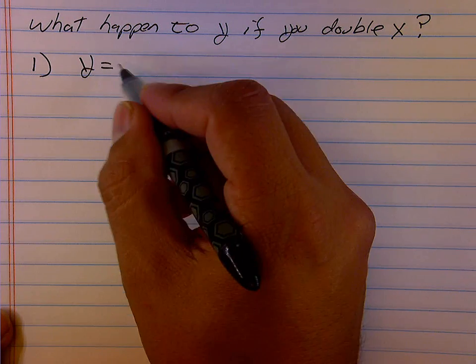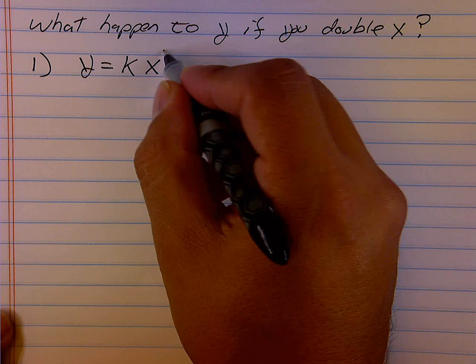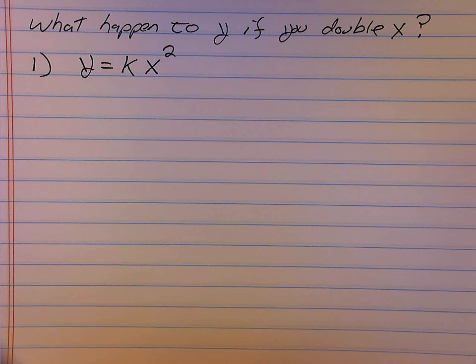y equals kx squared. Now notice in this situation we do not know what the constant of proportionality is. That's okay. I'm going to show you a technique, and you'll have to follow this technique exactly later to be able to answer this question. So I want to double x, but what does that mean?